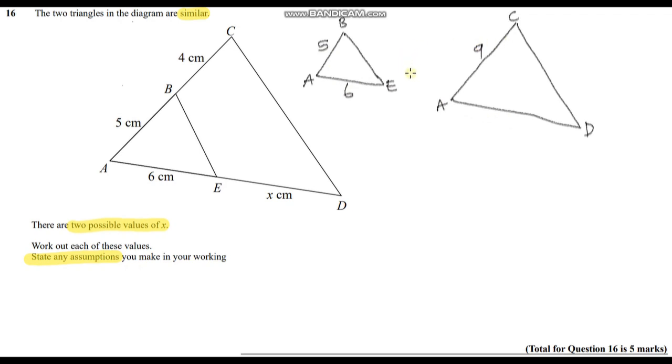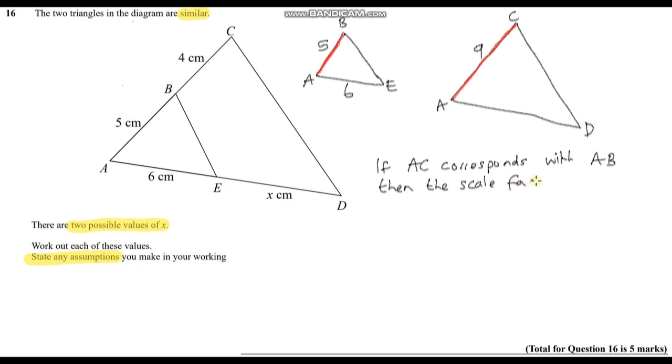Now, if we assume that these two lengths correspond with each other, so AB and AC, let's just highlight those. So let's assume that these two lengths correspond with each other. So we have to write that down. So if AC corresponds with AB, then what is the scale factor? So we'll have to work out the scale factor.